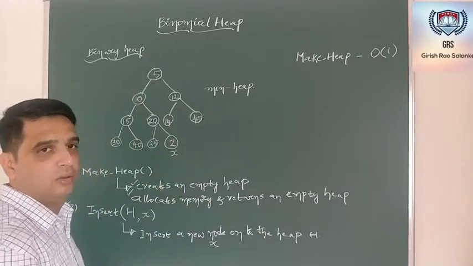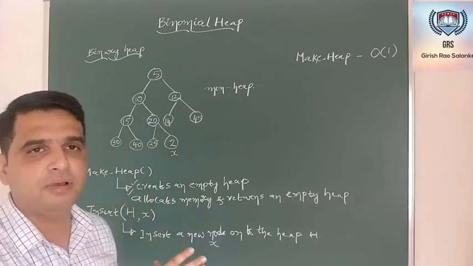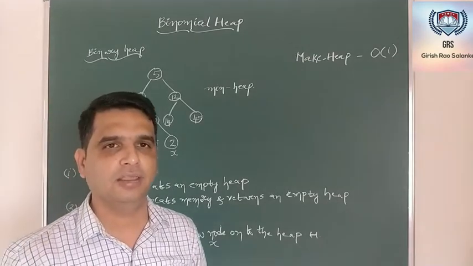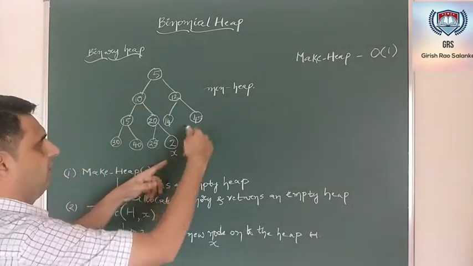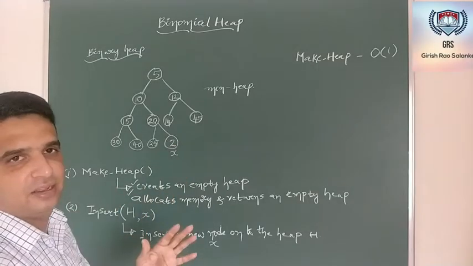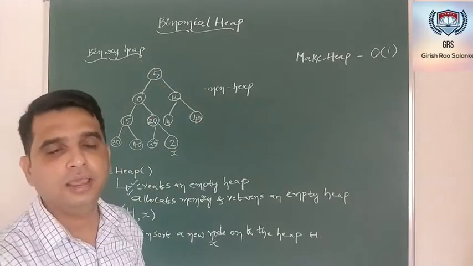Is 2... now, is this a min heap? The structural property is there, but the parent dominant property is not there, because in this set of elements, 2 is the element which is very small. Now, according to the definition of heap, the root should have the minimum element.